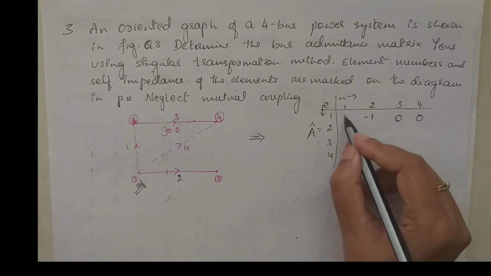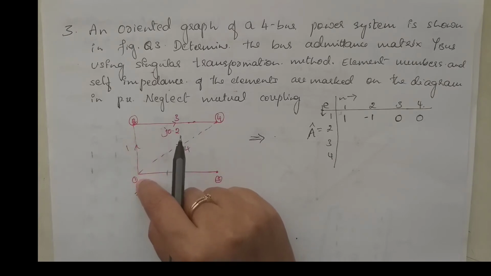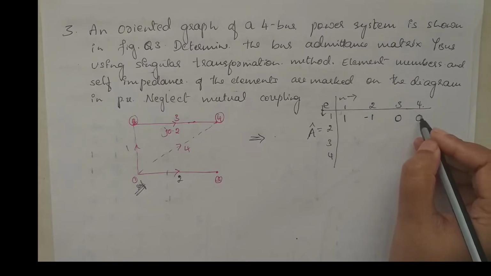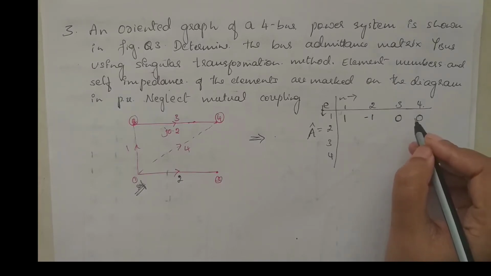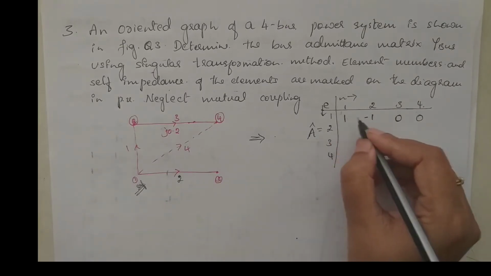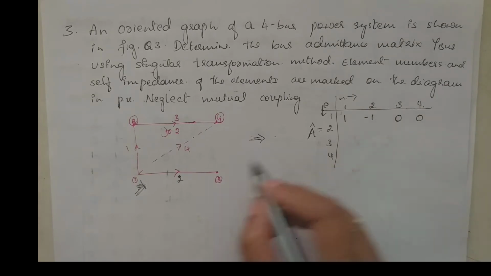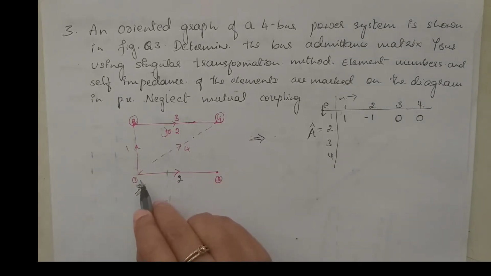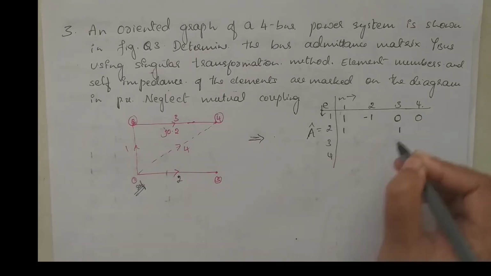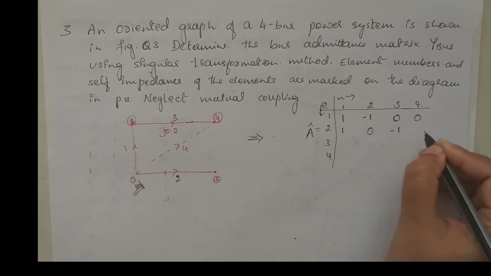Take the first element, oriented to the first and second node, not oriented to the third node, not oriented to the fourth node. Take it as 0. It is away from 1, so take it as +1, towards 2, so it has to be -1. Next, the second element, which is oriented to 1 and 3, away from 1, so positive, towards 3, so it has to be minus.